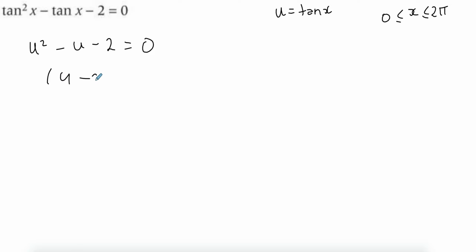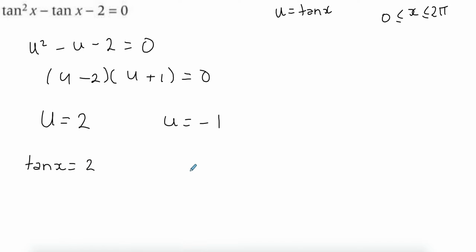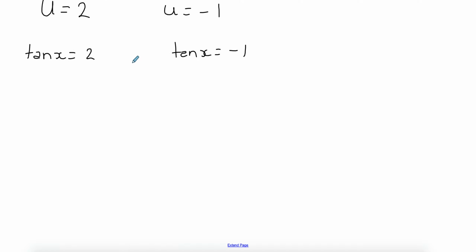This is going to factorize to u minus 2 and u plus 1, which means u equals 2 and u equals negative 1. I have a video on factorization and solving quadratics, so if you're confused, just go back to that. But now I need to bring my substitution in, so it's tan x equals 2 and tan x equals negative 1. And then I could solve it. Sometimes the solutions will be invalid, and we won't get that in this case, but there are some questions where this will be the case.